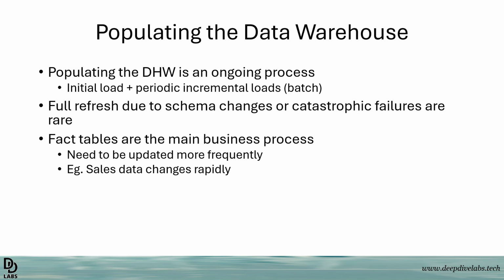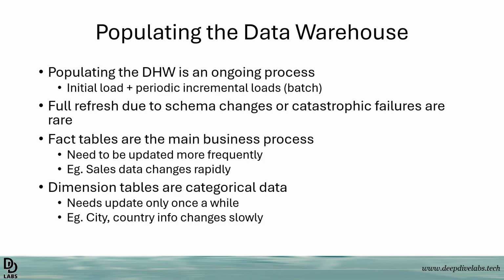Very rarely you might have to do a full refresh of your data warehouse if there is any schema change or some catastrophic failure, right? But they are typically rare. In a data warehouse, we have also seen that there are two types of business data, right? You have your fact table, which is your main business process. It needs to be updated frequently because that is what is capturing the essence of your business process. So your sales data changes rapidly, right? So it has to be updated every day or at the end of the week, etc.